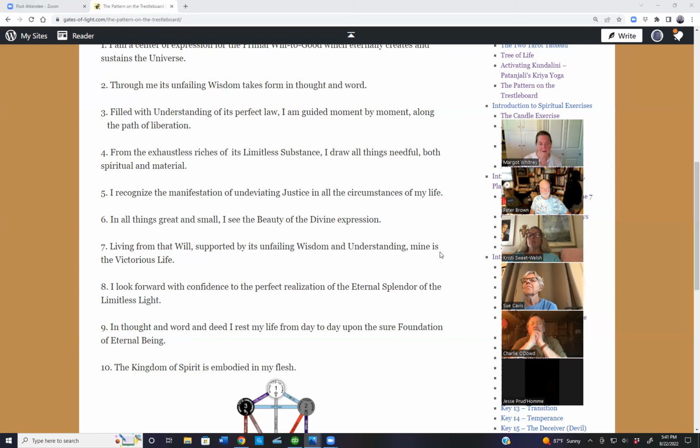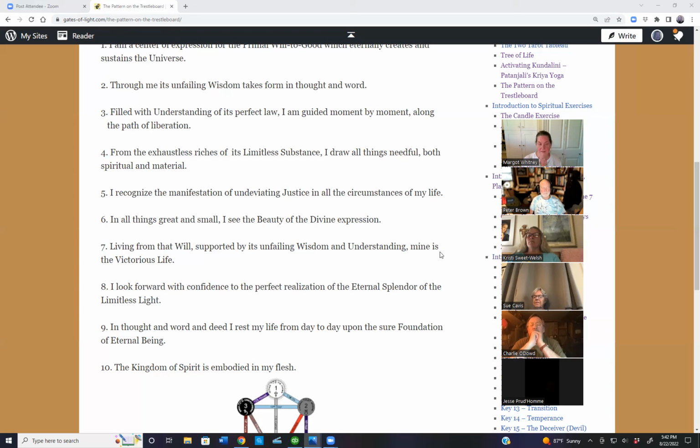6. In all things, great and small, I see the beauty of the divine expression. 7. Living from that will, supported by its unfailing wisdom and understanding, mine is the victorious life. 8. I look forward with confidence to the perfect realization of the eternal splendor of the limitless light.